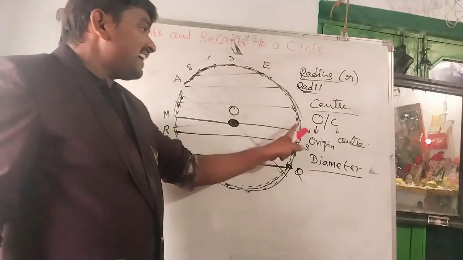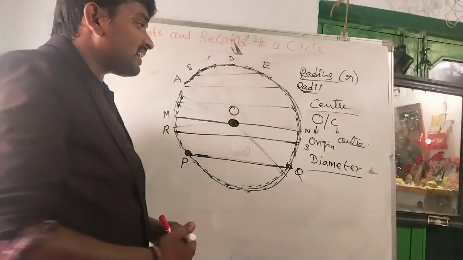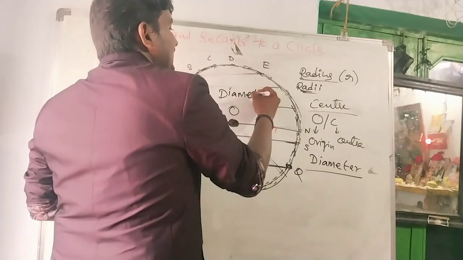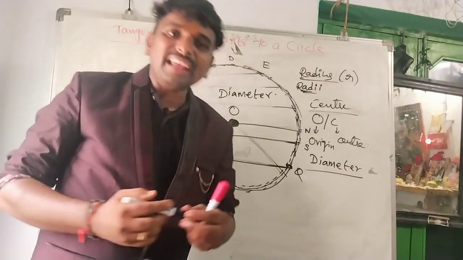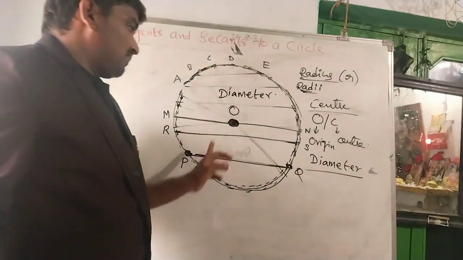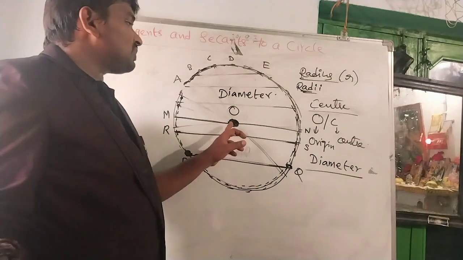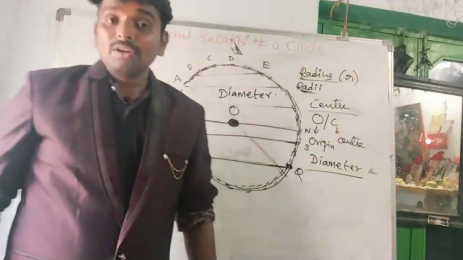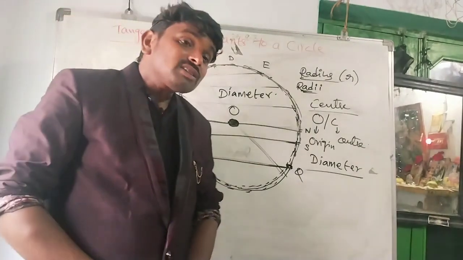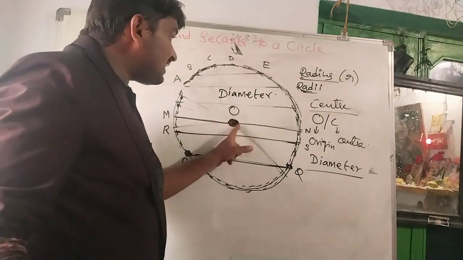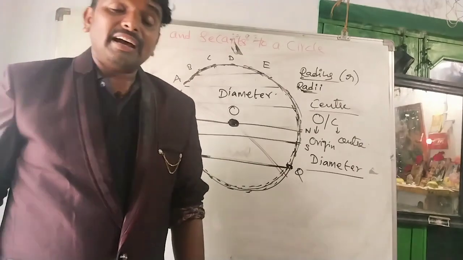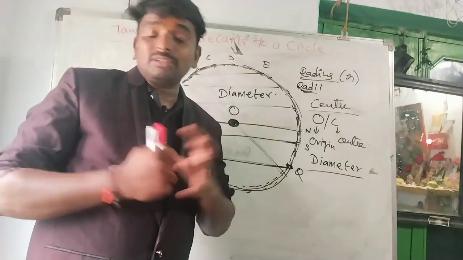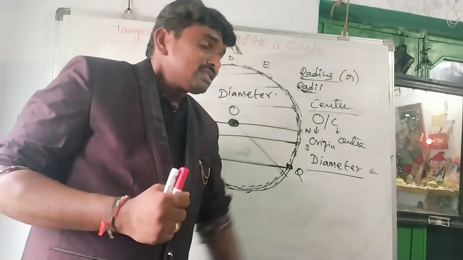If any chord is passing through the center of a circle, that is called a diameter. What is the diameter of a circle? If a chord is passing through the center of a circle, then it is called a diameter. Remember one thing: diameter and chord, both terms have some differences, and both terms have some unique points.